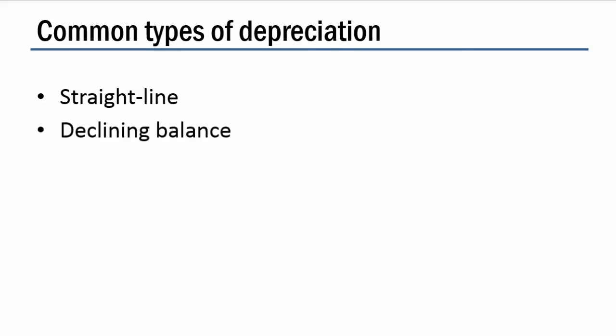The second type that we're going to look at is called declining balance. This is a faster method than straight line, and it's still going to be the same amount every year, or whatever period you're using. The third type that we're going to look at is a special type of declining balance that's called double declining balance, and it's simply double what the normal declining balance would be, as the name implies.